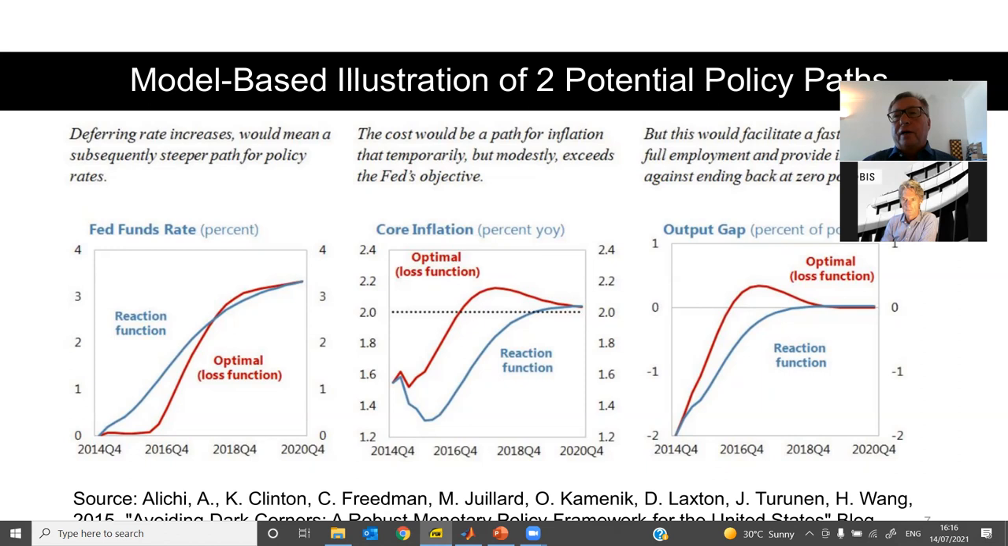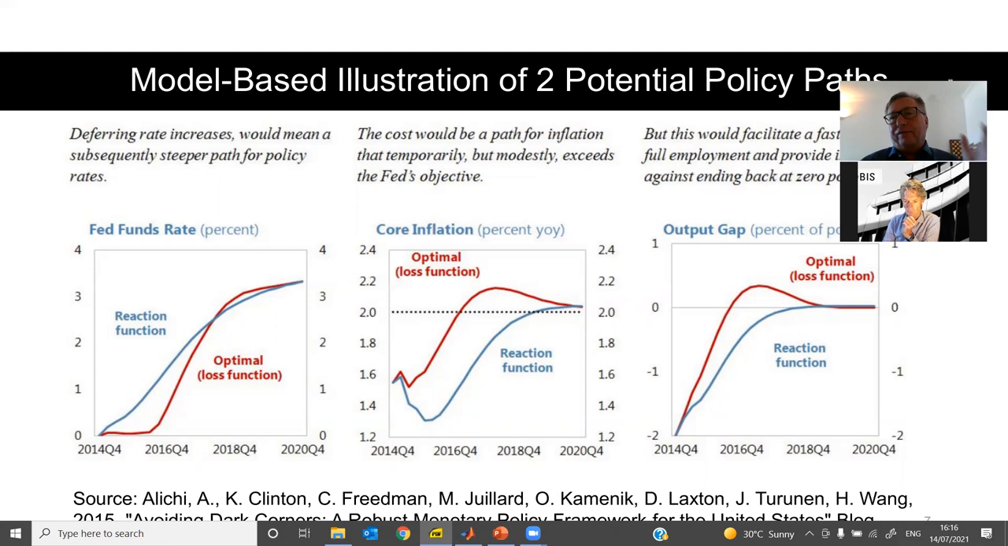So one of the reasons for having aggressive policies to overshoot is that you can guard against getting stuck in a low inflation trap where there are significant risks of deflation. And so you try to get inflation up as quickly as possible.